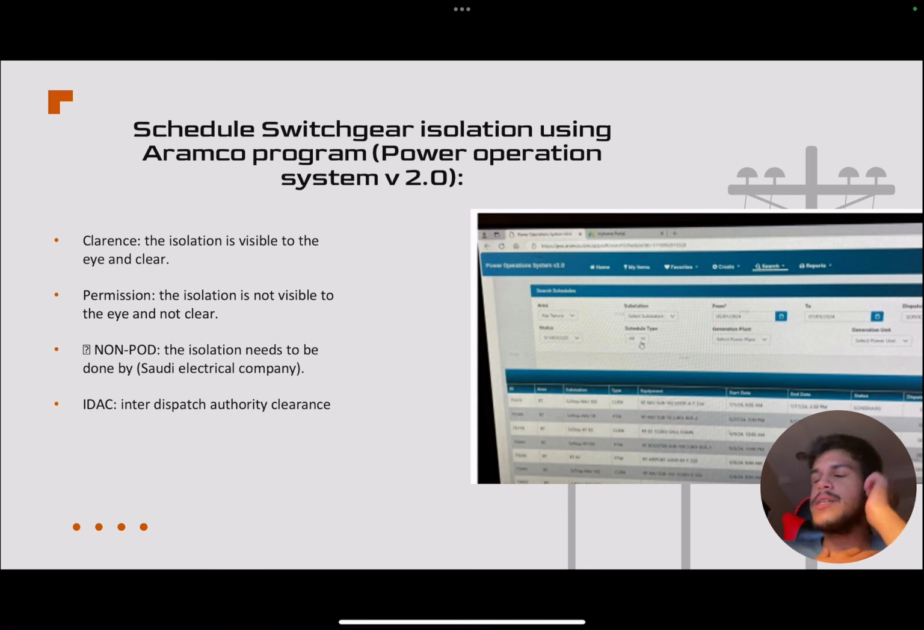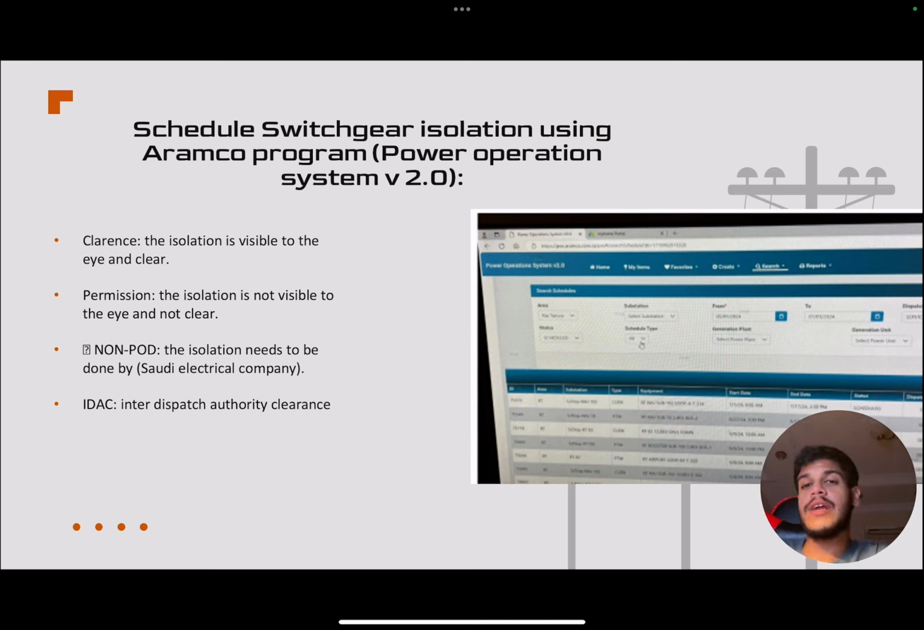This is the second major task I have done: scheduling switchgear isolation using the Aramco program, Power Operation System V2O. This is a program used by the ASO to schedule the isolation. You can see in the picture, you can choose the specific places and the specific details for the isolation. And we have four different levels of isolation.